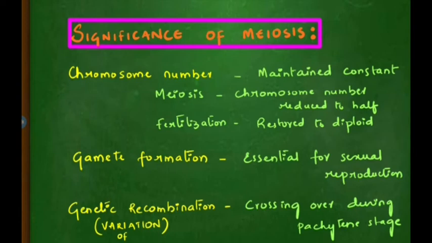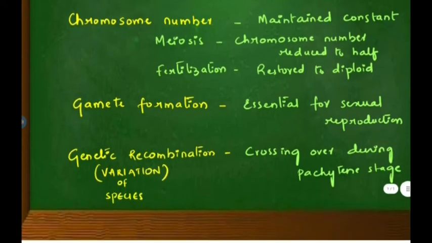And meiosis is nothing but the chromosomal number being reduced to half, and fertilization restores it to diploid, and gamete formation takes place here, which is essential for reproduction. And then we have genetic recombination, crossing over during the pachytene stage, giving variation of species. So variation of species can be seen here.